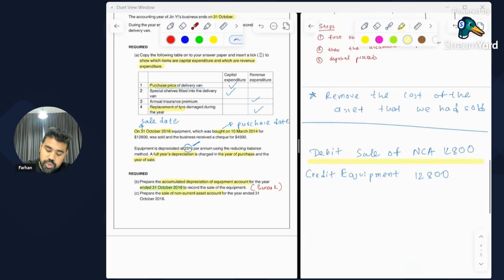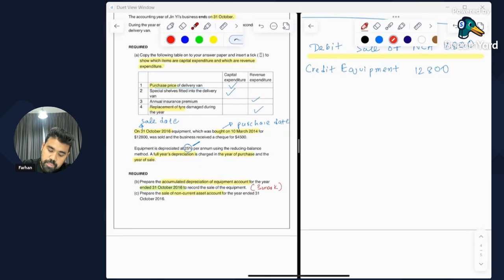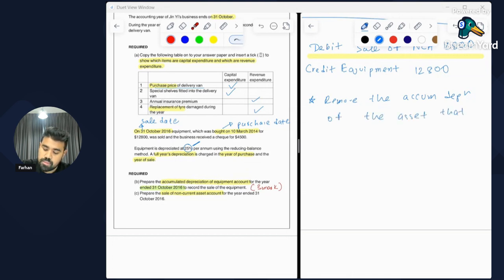Second, we want to remove the accumulated depreciation. So I'm just going to write accum dep. So remove the accumulated depreciation of the asset that we had sold. All right. So now we want to know the journal entry for this specific transaction.